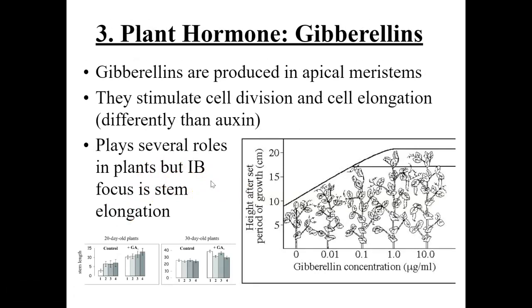Gibberellins are a plant hormone that are also produced in the apical meristems, and they actually have many roles in a plant, but IB is going to focus mostly on their role in stem elongation. So they are going to help in cell division and cell elongation, but they're going to do it differently compared to auxins. You don't need to know how. So unlike auxins where you have to know that mechanism, you don't need to know the mechanism for gibberellins. You just need to know that they do help in cell division and cell elongation, and that it is different in how they operate compared to auxin.